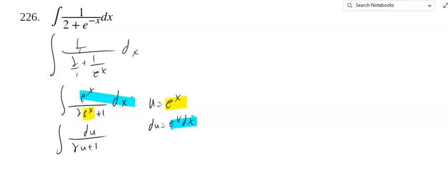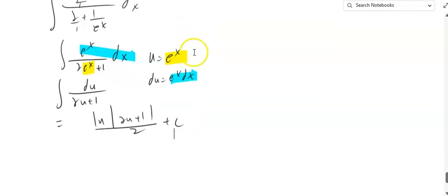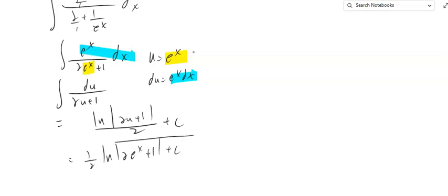And that would be natural log of absolute value of 2u plus 1 divided by 2 plus c. And u was e to the x, so that would be 1/2 natural log of 2e to the x plus 1 plus c. Let me just make sure I didn't make a mistake.